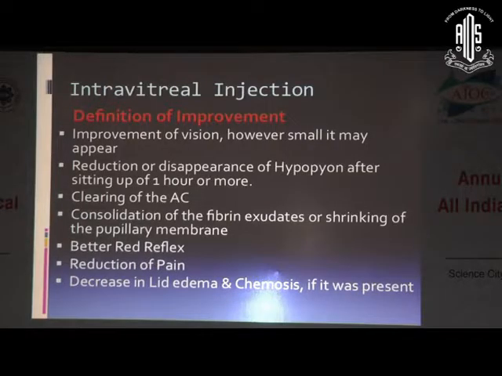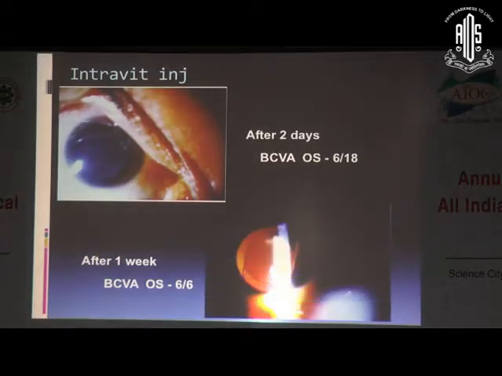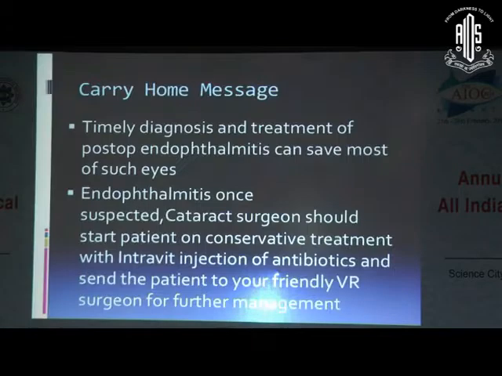So what is the definition of improvement? Improvement of vision, however small it may be, reduction or disappearance of hypopyon, clearing of the AC, consolidation of the fibrin exudates or shrinking of the pupillary membrane, a better red reflex, reduction of pain, and decrease in lid edema and chemosis. These are all signs of improvement. So a patient with 6/18 vision gets a vision of 6/6 with a good response after intravitreal injection. And this is another patient showing a good response after intravitreal injection.